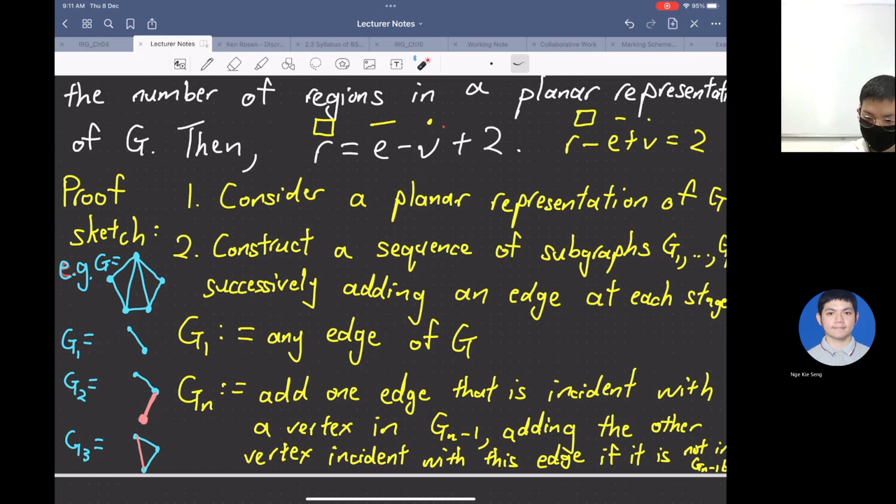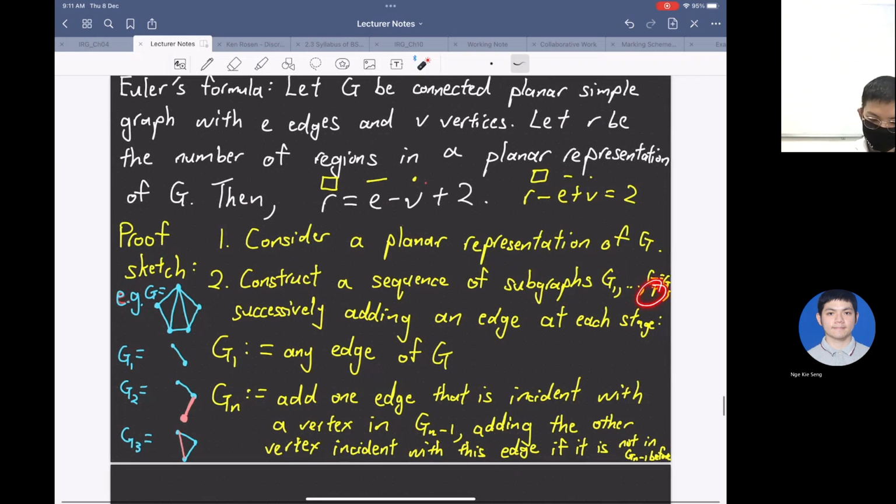So in this case, your GP is how many? 1, 2, 3, 4, 5, 6, 7. So you will stop at the 7th stage. Is everyone following the sequence of subgraphs? So every step we just add one edge.